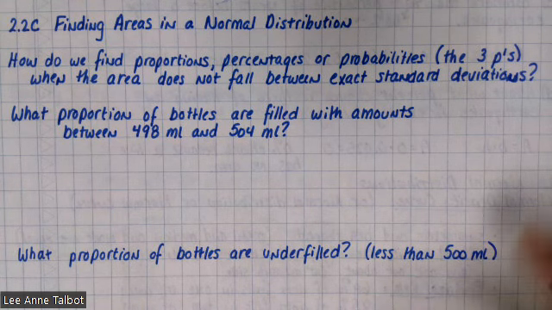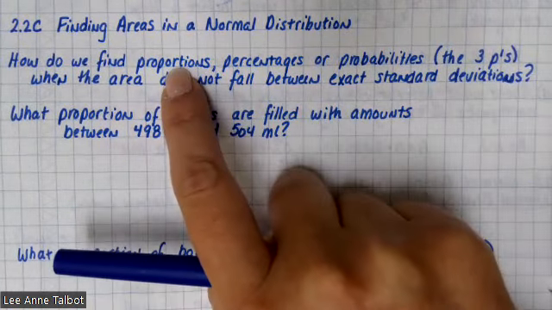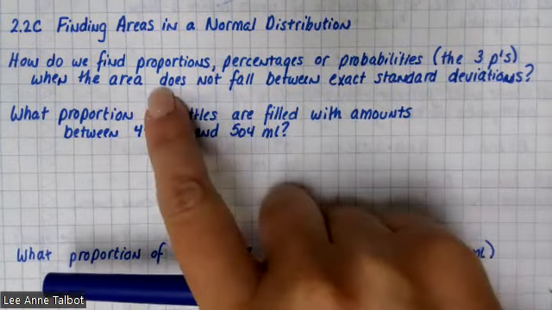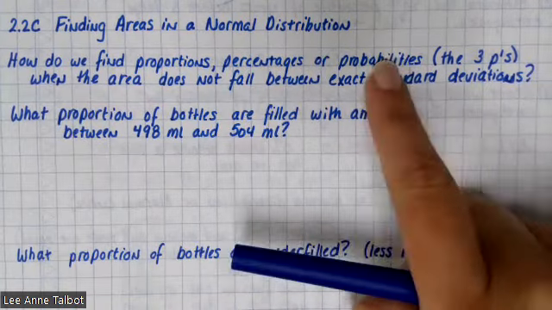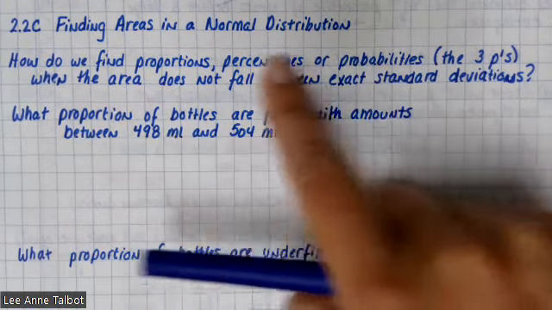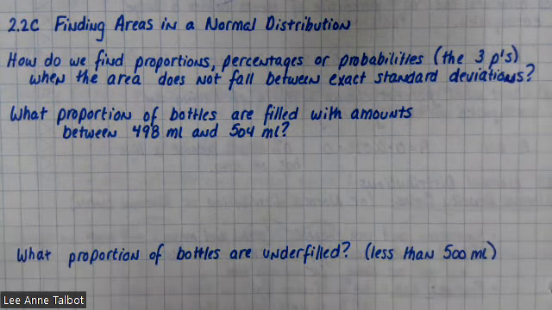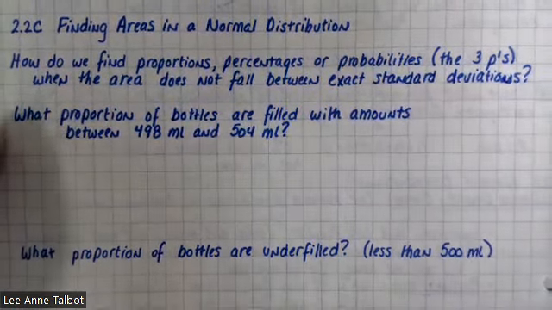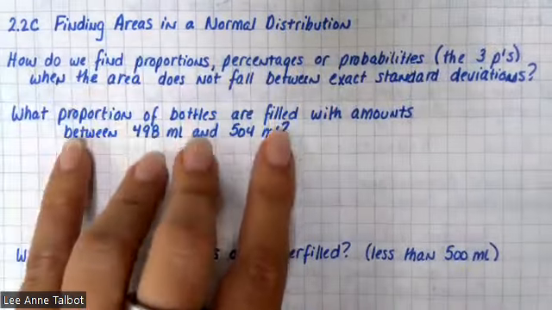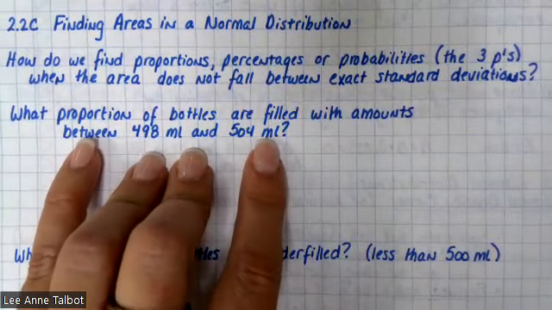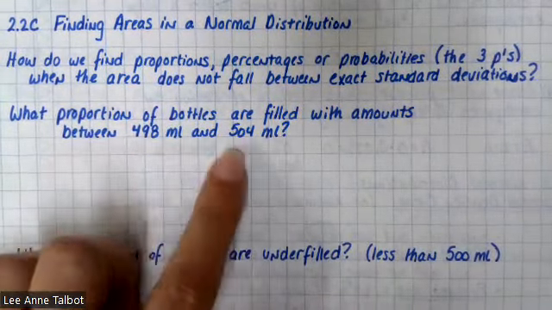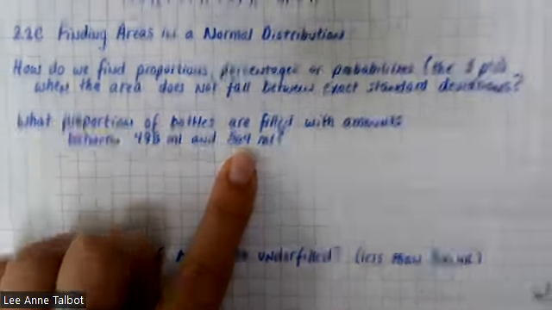How do you find area? This is all area, by the way, proportions, percentages, or probabilities, when the area does not fall between exact standard deviations. That sounds really fancy. Okay, what I mean by that is what proportion of bottles are filled with amounts between 498 and 504? Scroll up on your paper.